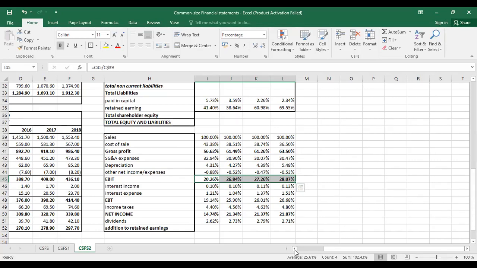For the common size cash flow statement, you just take the operating activities divided by operating activities, which would be 100. Then investing activities divided by operating activities, then financing activities. So the total. I have explained why I locked 19.